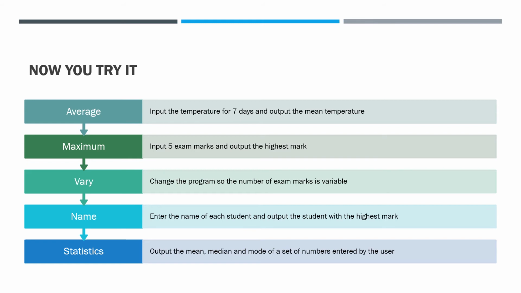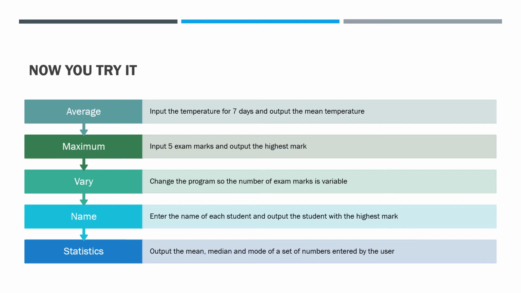Create a program where you can input the temperature for 7 days. Don't really wait a day in between entering those numbers, just input 7 temperatures and it will output the average temperature. Create a program where a teacher can input 5 exam marks and it will output the highest mark achieved.